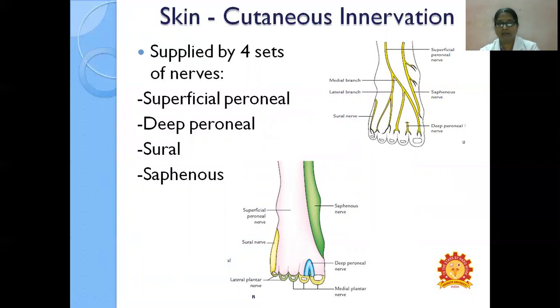You can see here in the first picture, this is the superficial peroneal nerve and this is the saphenous nerve. On the medial aspect, this is the saphenous nerve. On the lateral aspect or in the middle, it is the superficial peroneal nerve. In the first interdigital cleft is the deep peroneal nerve, and on the lateral border of the foot we have the sural nerve.